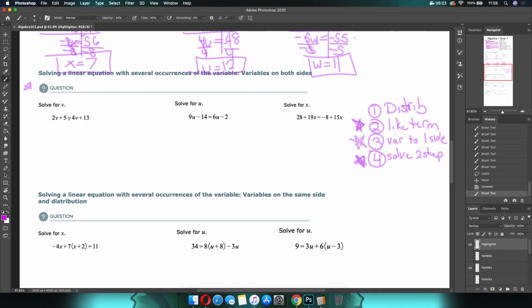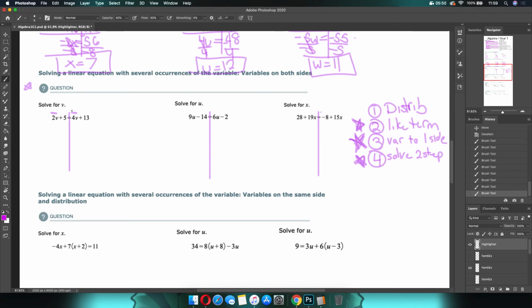So what we're going to do, we're going to draw our little bars here for a second, get ourselves comfortable. Is there any distribution? No. Is there any like terms? No, there isn't. They're getting you used to this step in particular, the variable to one side. Because look here, we have a 2v and we have a 4v. And now it is literally just a case of eeny, meeny, miny, mo. Which one do you feel like moving?